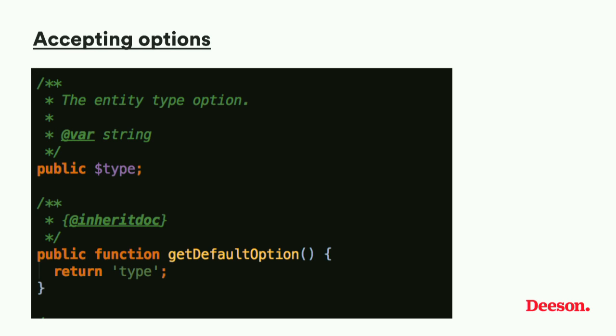So accepting options. As you can see, there's this one option here. It's called type. And if people add your constraint and they just give a flat out value, Drupal will look for a default option. So you could add that constraint with 9, and it would map 9 to type. It's just that as soon as you start accepting multiple options, well, then people will need to provide an array where the keys are the names of the options and the values are obviously the values.